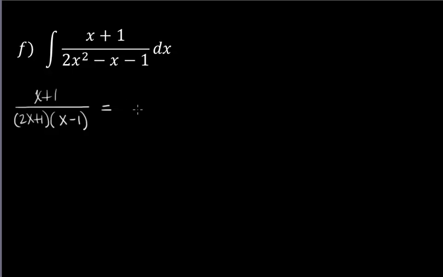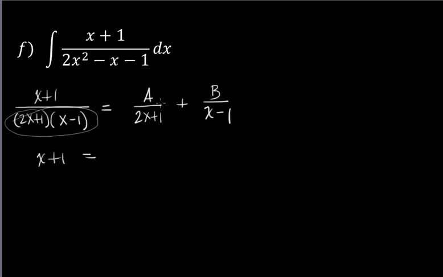So we will set up partial fractions. These are both linear factors, so we will have a over 2x plus 1 plus b over x minus 1. And we have to solve for a and b, so I go across and I clear the fractions, multiplying both sides by that denominator. Well, it cancels on the left, and I have x plus 1 equals, and when I multiply it over here, I get a times x minus 1 plus b times 2x plus 1.